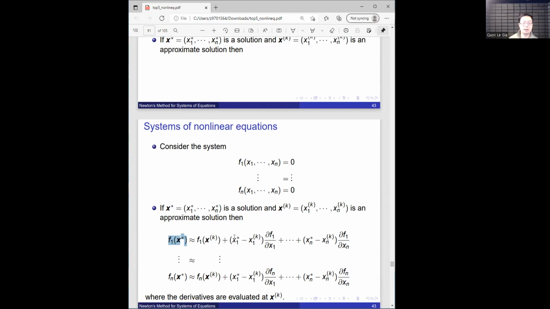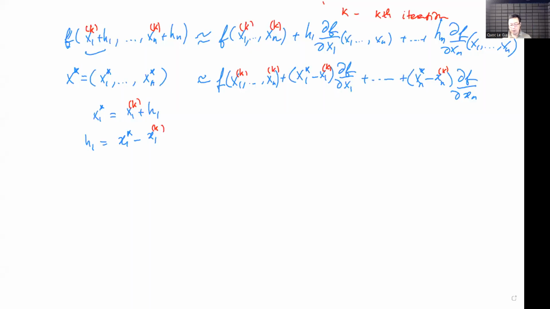So now let me look at this system of equations again, and I want to write it down. So you have this. This one will be my f1, because remember we have n equations, so this one is only my f1.